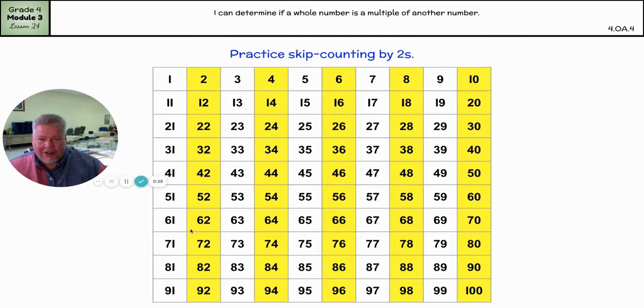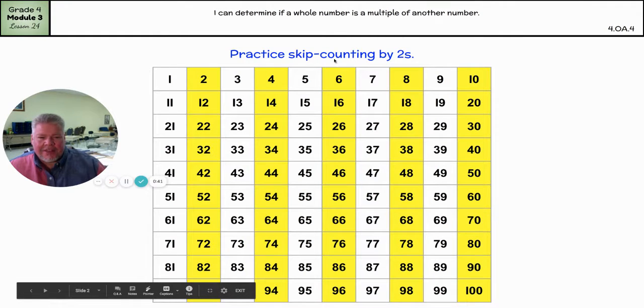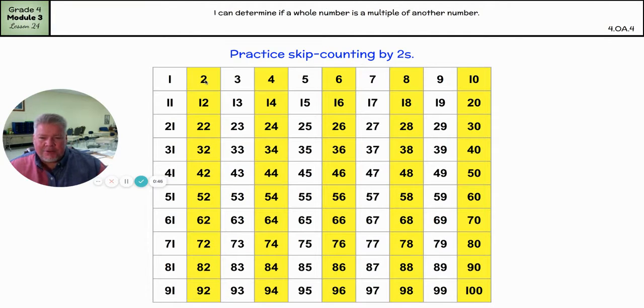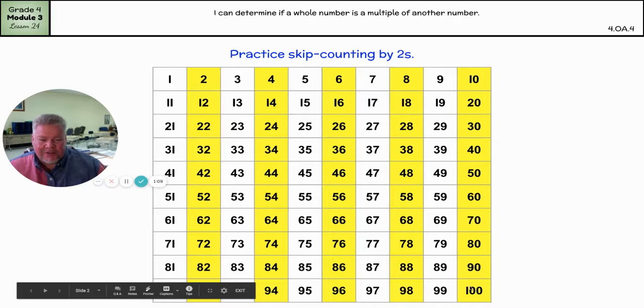Now notice that it's all the even numbers. They're multiples of 2. If you started with 2 and you went 2 more, 2 times 2 would be 4. 2 times 3 would be 6. 2 times 4 would be 8. So every number in yellow is a multiple of 2. Like Mr. Walker showed you in his video, the numbers get bigger and bigger. This chart goes all the way to 100. 2 times 50 would be 100. So these are multiples of 2.